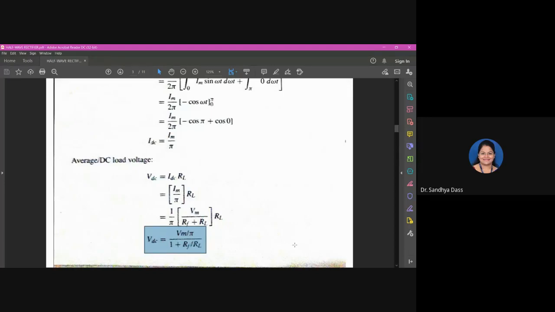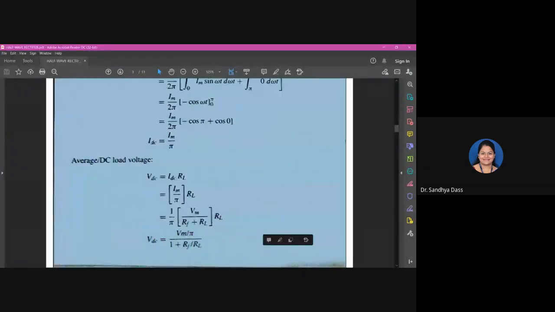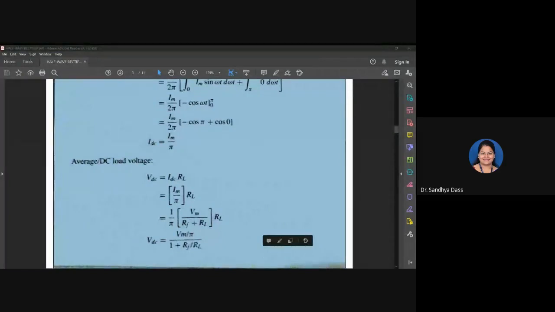I hope you are copying and noting down things. These are the derivations, which are very important and repeatedly asked. All right, we will stop at this stage and we'll continue our discussion in the further classes.